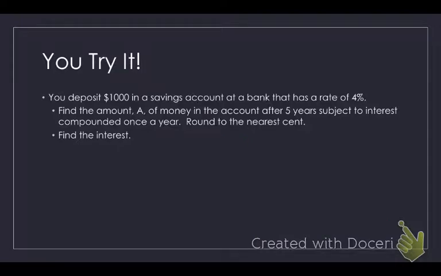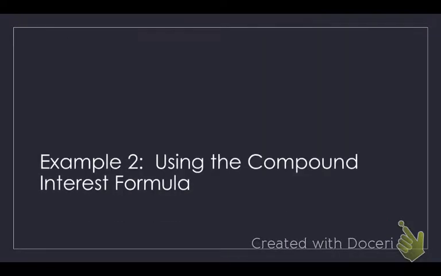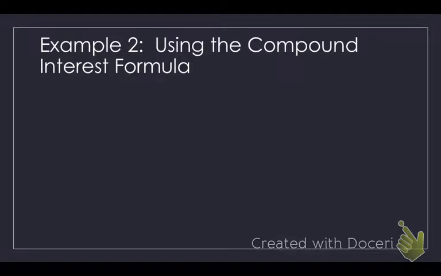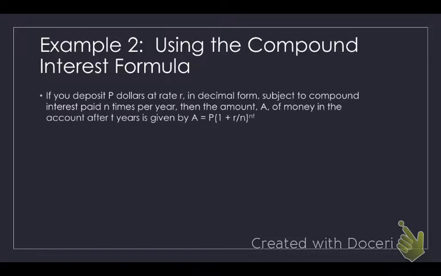Alright, for our next example, it's more the compound formula, and our formula is very similar, except if you have interest that's instead of compounded yearly, if it's compounded monthly or compounded quarterly, then there's a different formula that you use, because that means the compounding happens more often, which means you make more money. So the formula for that one is this right here.